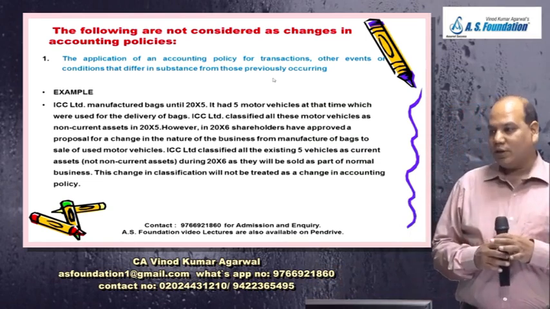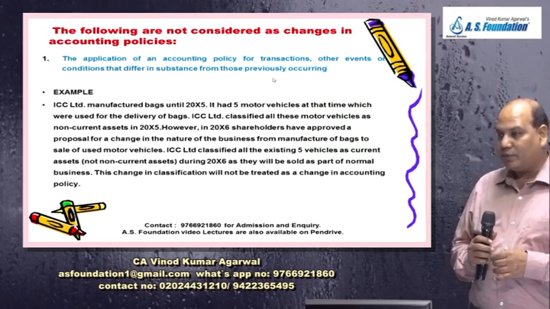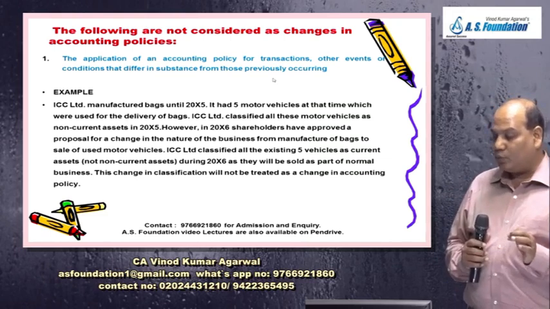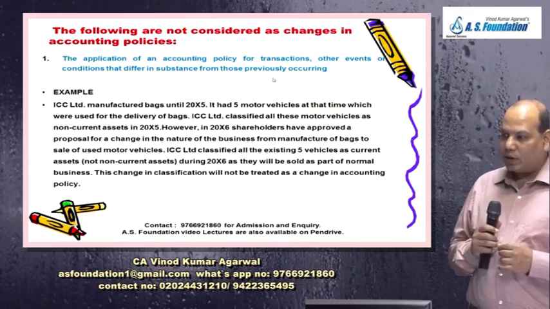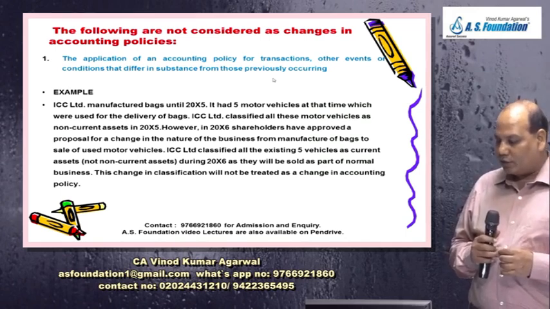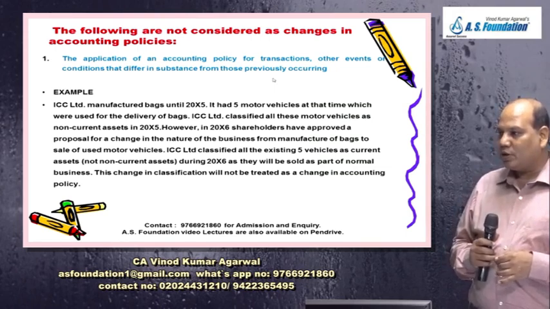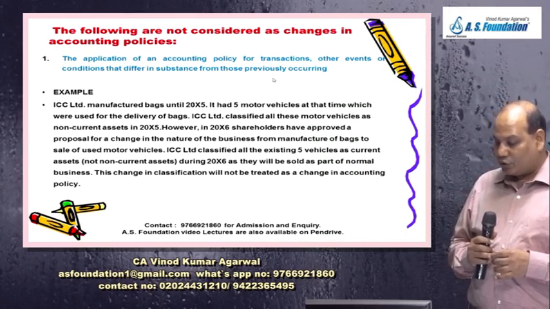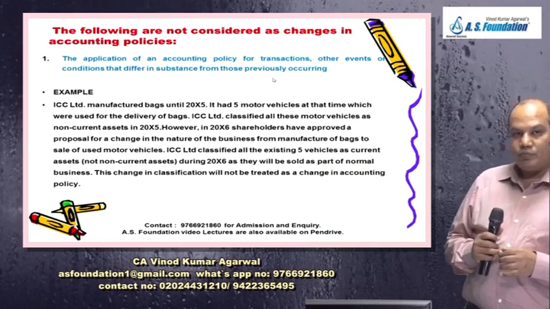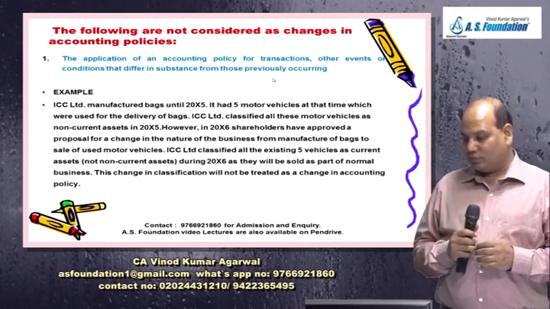Example I have already given, once again. Suppose there is a company called ICAI. It manufactured bags until 2005. It had 5 motor vehicles at that time, which were used for delivery of bags. So what will be the classification of these motor vehicles? Non-current asset. These are used as property, plant and equipment. However, in 20x6, shareholders approved a proposal for change in the nature of business from manufacture of bags to sale of used motor vehicles.